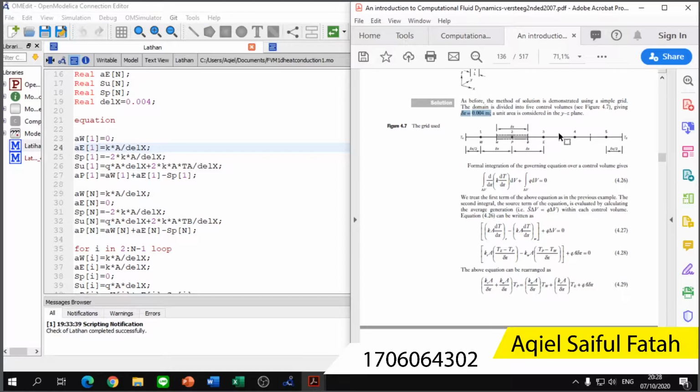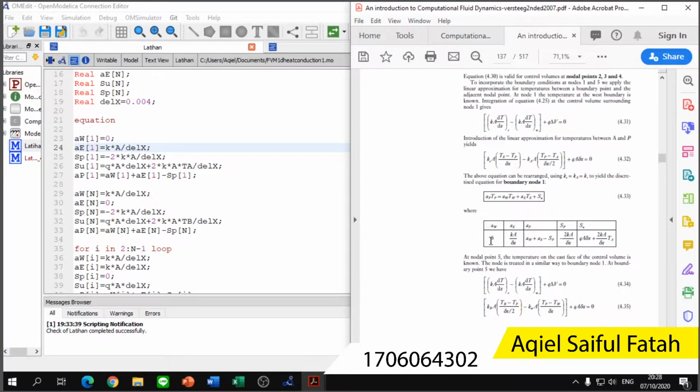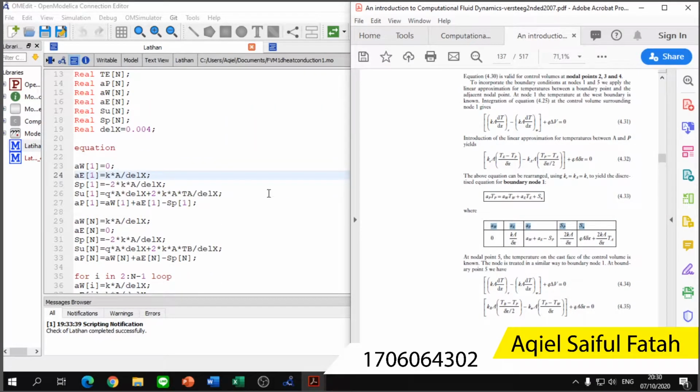From that, you scroll down to where there's the table with all the equations. That is under boundary node one. There's a table with two columns, right? So what's under those parameters? AW, AE, SP, SU, and AP. We fill in exactly as it is on the table.